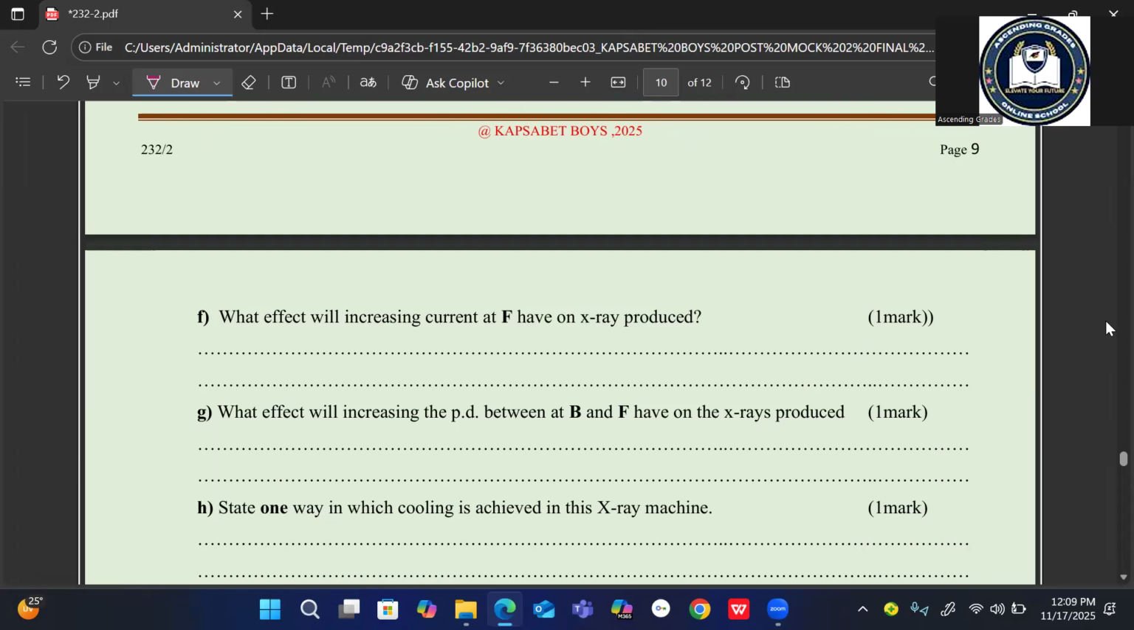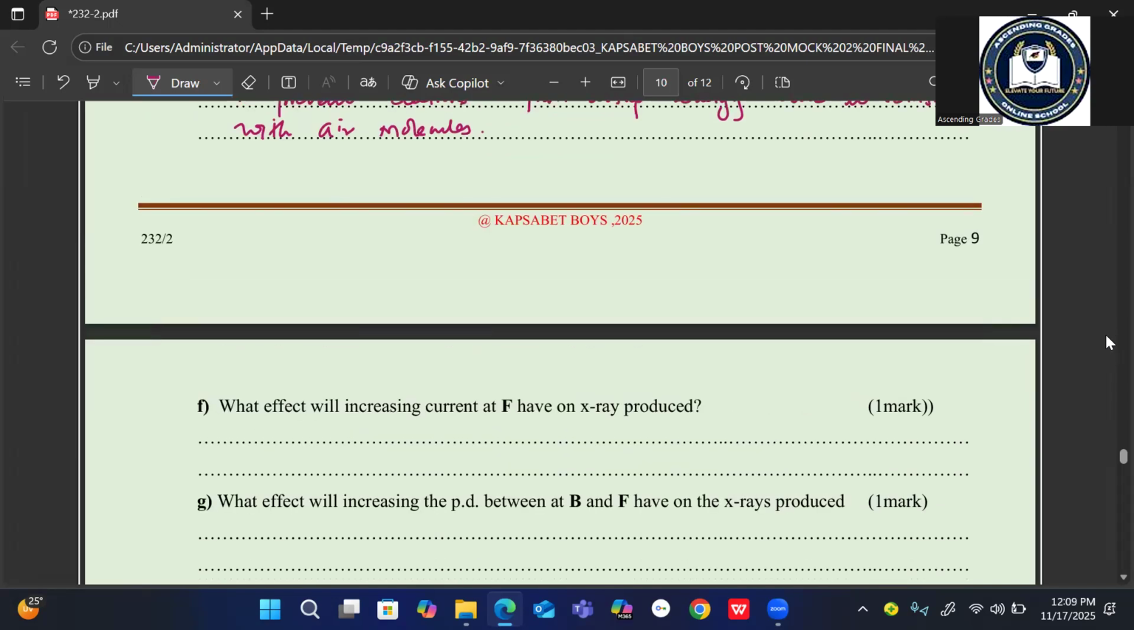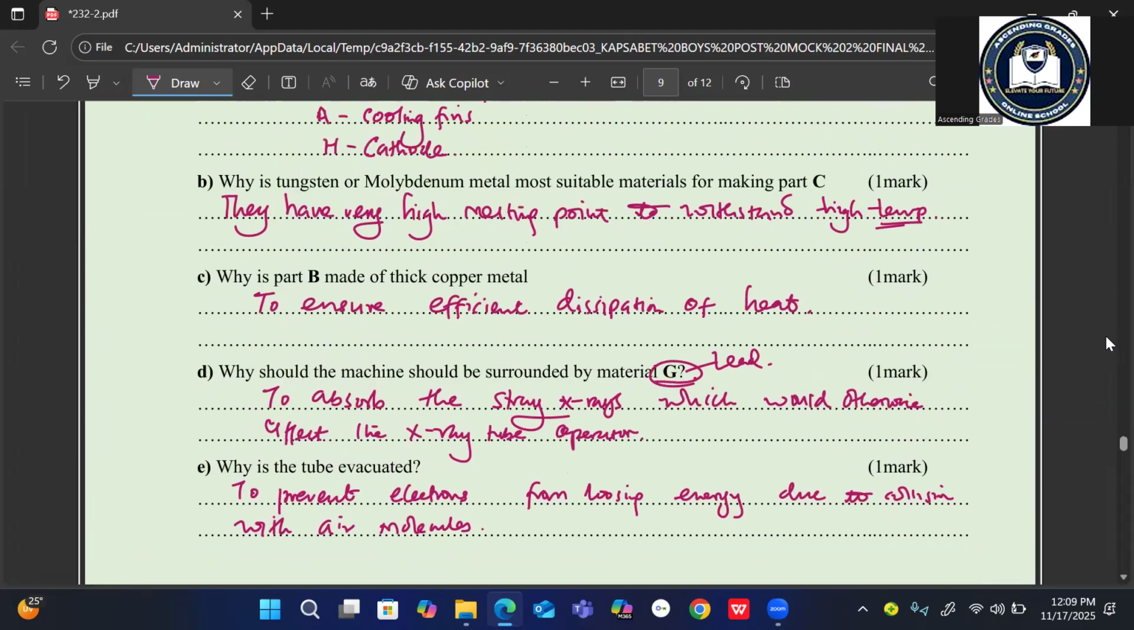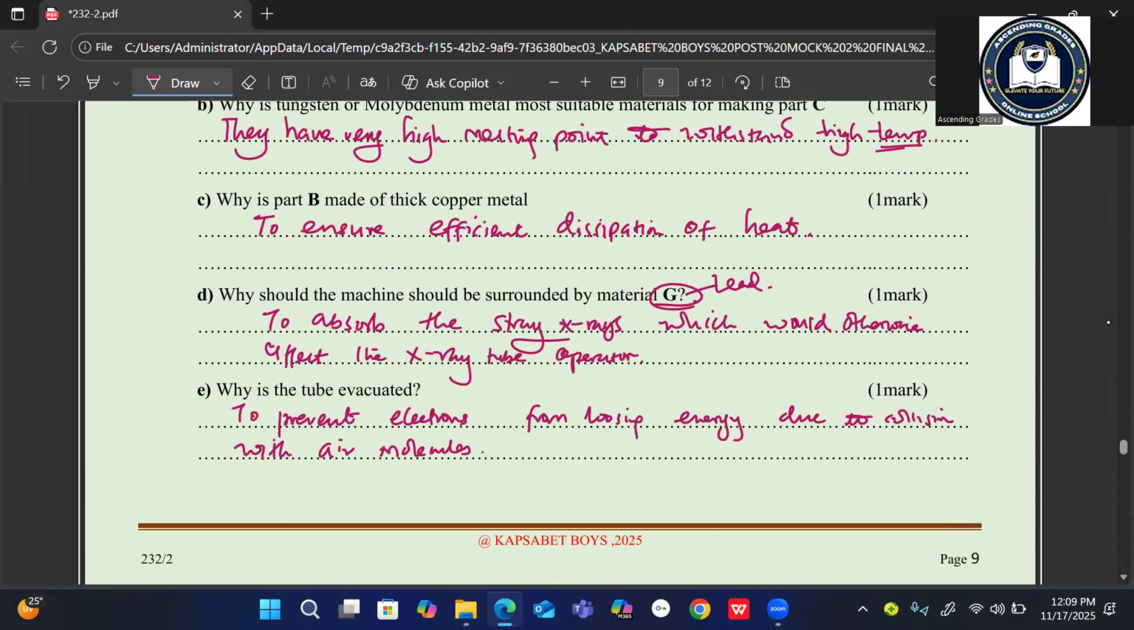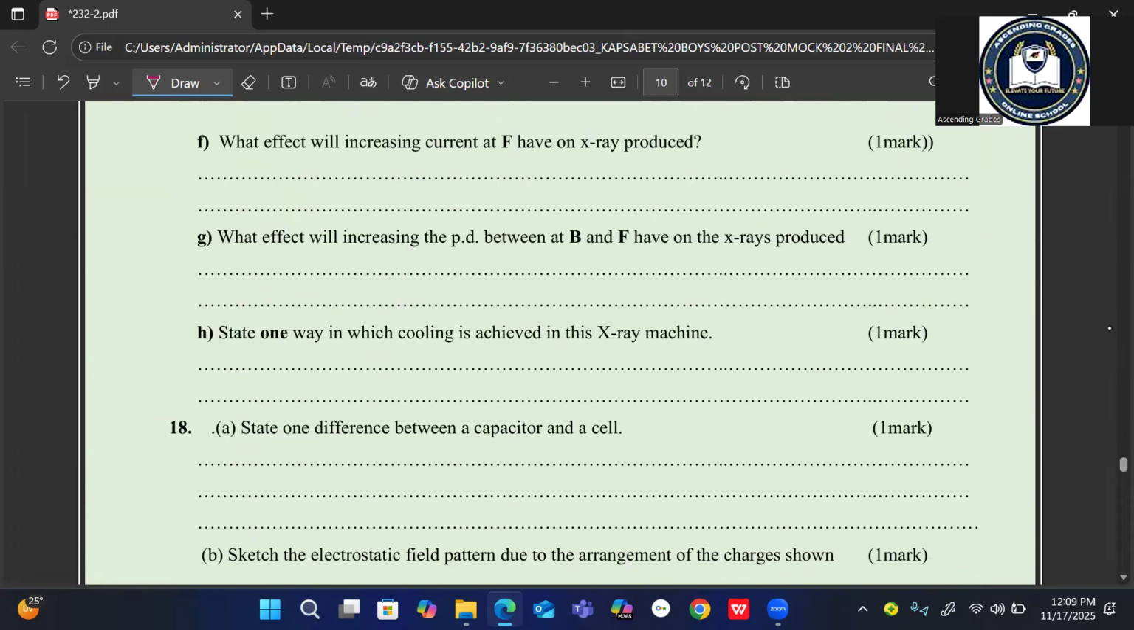What effect will an increase in current at F on X-ray produced? Increasing current on F. This is the filament. So if you increase the current, we are being asked, what will be the effect on the X-ray produced?